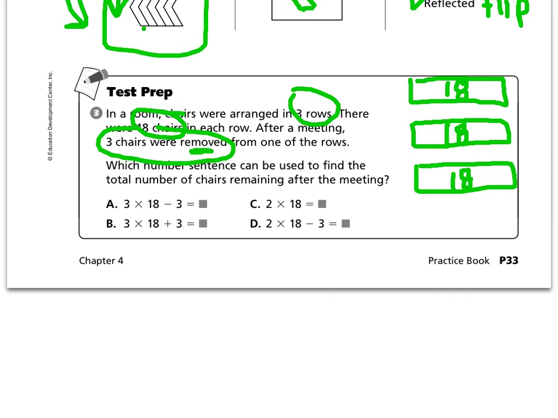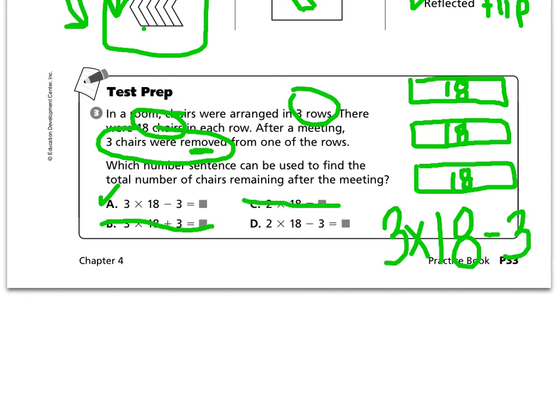So I can either do 18 plus 18 plus 18, or I could do 3 times 18, and then I need to subtract 3. Let's look to see if we have a number sentence that's 3 times 18 minus 3. And it looks like letter A is. Letter B is adding 3, we don't want to add. Letter C is just 2 of the rows, and letter D is the same thing. So I can clearly see that I only have letter A as an option.